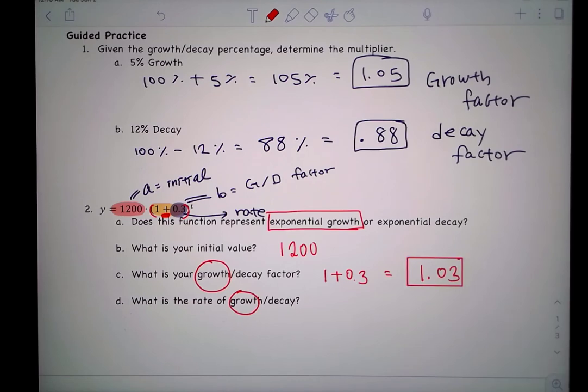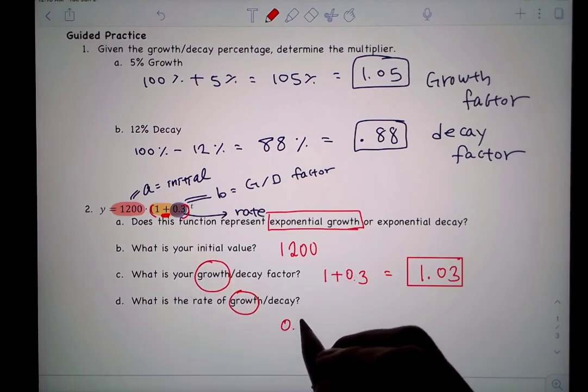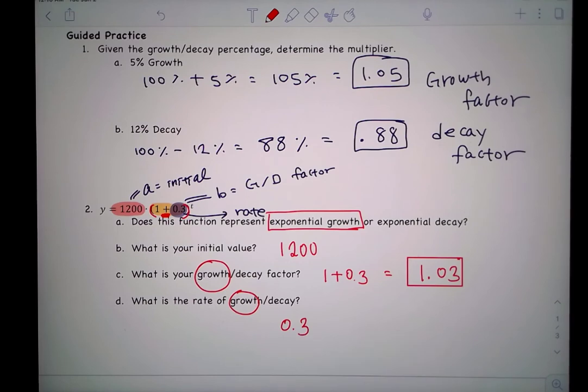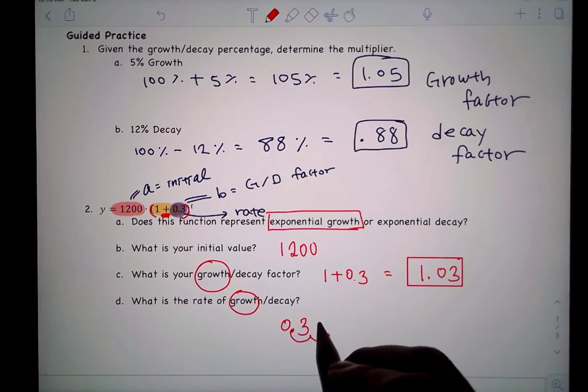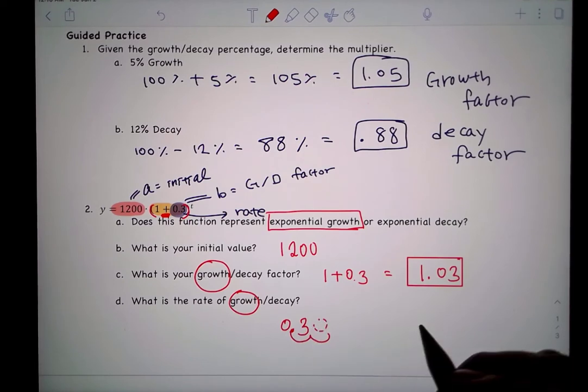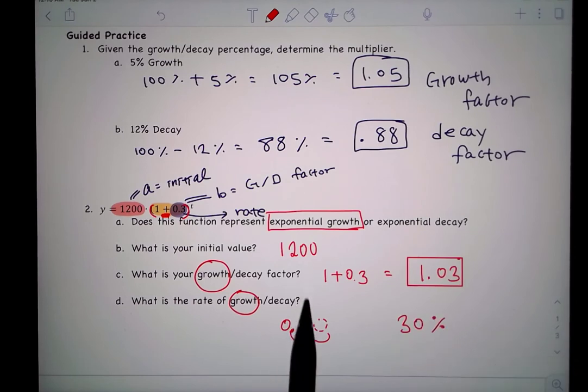Okay, that is my growth factor. And what is the rate of growth? You're just looking at this. That is 0.3. Or if you want to write it as a percent, you're converting it back to the percent, so you need to move your decimal point to the right. Then you just fill in 0 here, so it will be 30%. So you can either answer 0.3 or 30%. Okay?